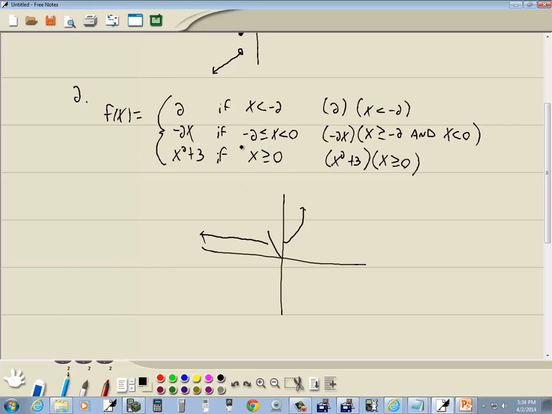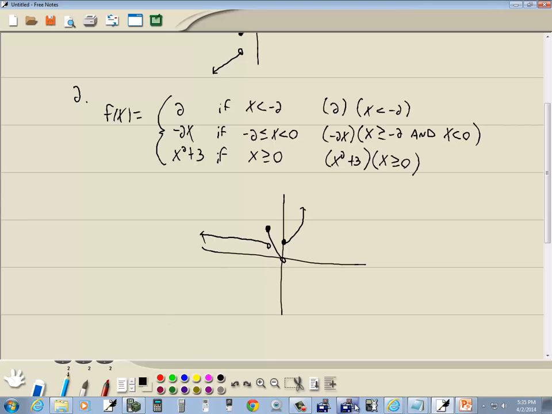Okay, well, our first one, it looks like this when x is less than negative 2. Less than means it doesn't include it, so that should be an open dot, open circle. This one is negative 2 is less than or equal to. Less than or equal to means it includes this, so this one's solid. But less than on this end means this is an open dot, open circle. And x is greater than or equal to means this is solid. So that'd be our graph.